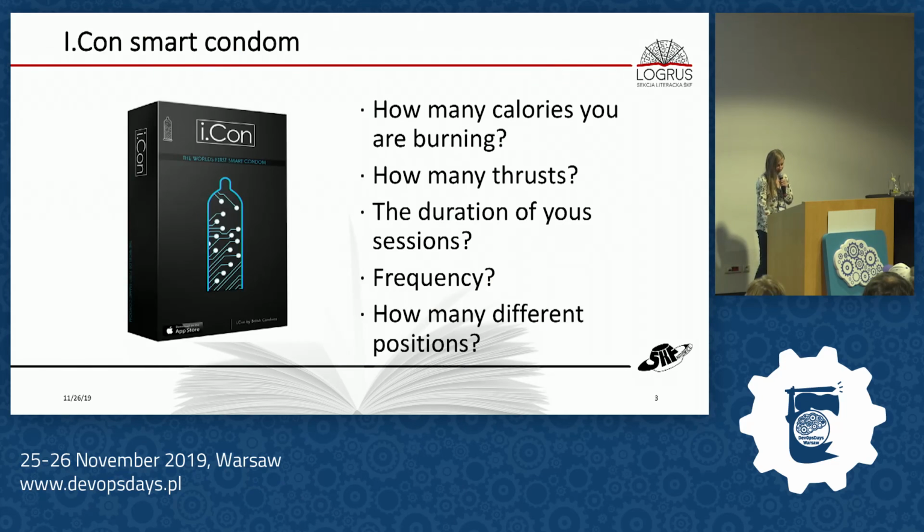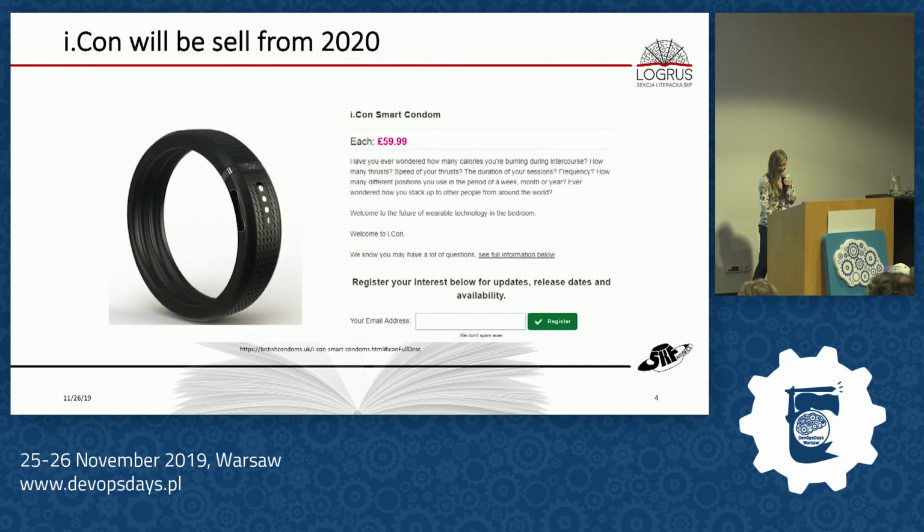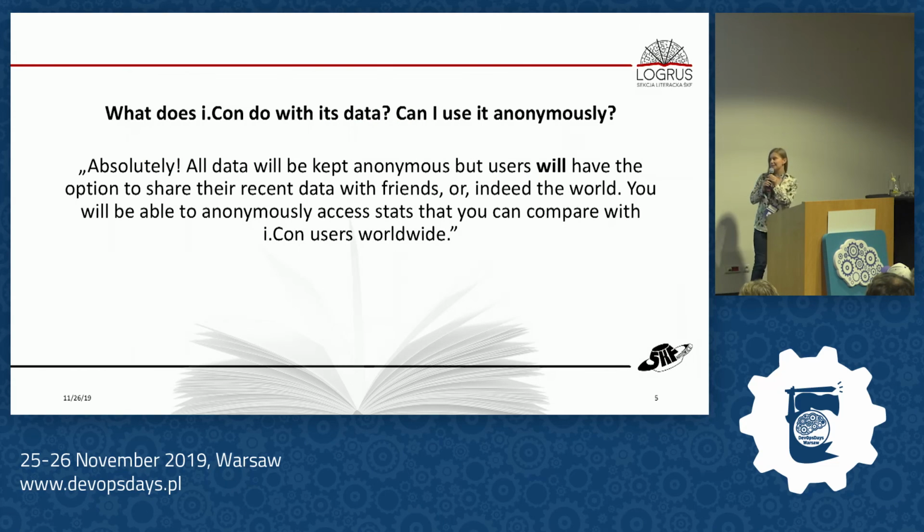So let's go. Icon, the smart condom. It's measuring how many calories you are burning. I know that is the most important. And how long your session takes, what is the frequency, how many positions you are testing during the week, and all of that. It will be sold from 2020. It will cost 60 pounds at the beginning. And what is it created for? Because finally all the men around the world can compare to each other.